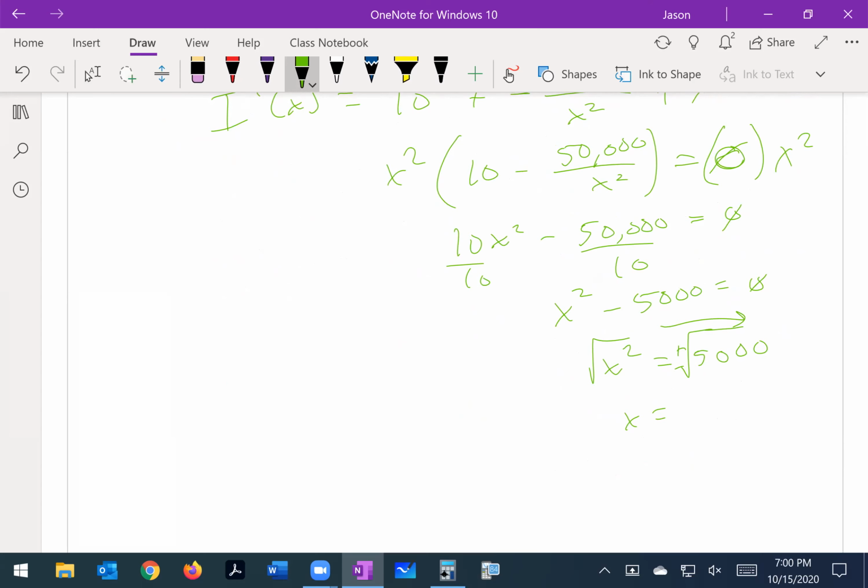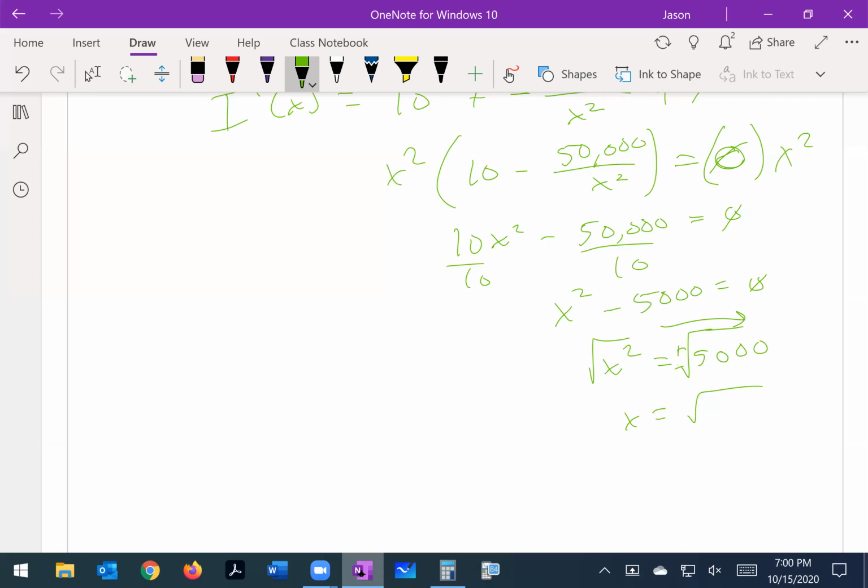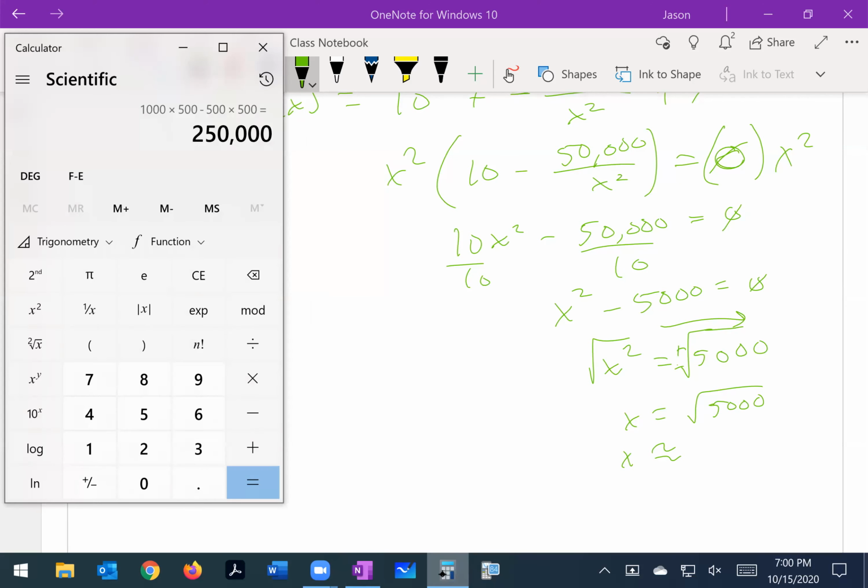I could simplify that if I wanted to, but it doesn't matter. I need real world numbers anyway. Now, what's this minus thing? That would be negative televisions. I don't want negative televisions, so I'm going to drop the negative, since it has no real world application. But the positive square root of 5,000 does. So x is approximately the square root of 5,000, about 70.7 sets. Now this is a problem.